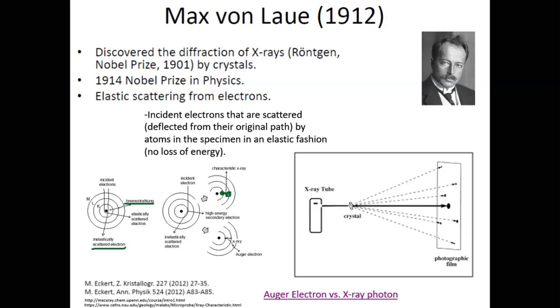So here we have an X-ray tube. It produces X-rays. It strikes the crystal. And wherever it strikes the crystal, you get the pattern of diffracted X-rays on a photographic film.